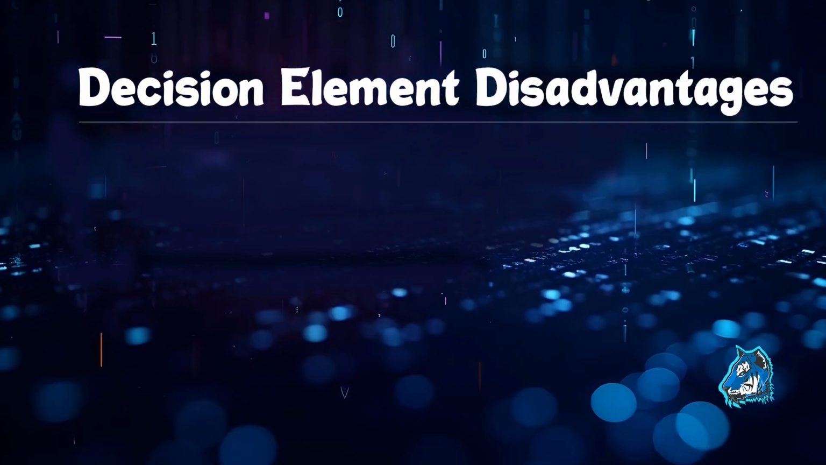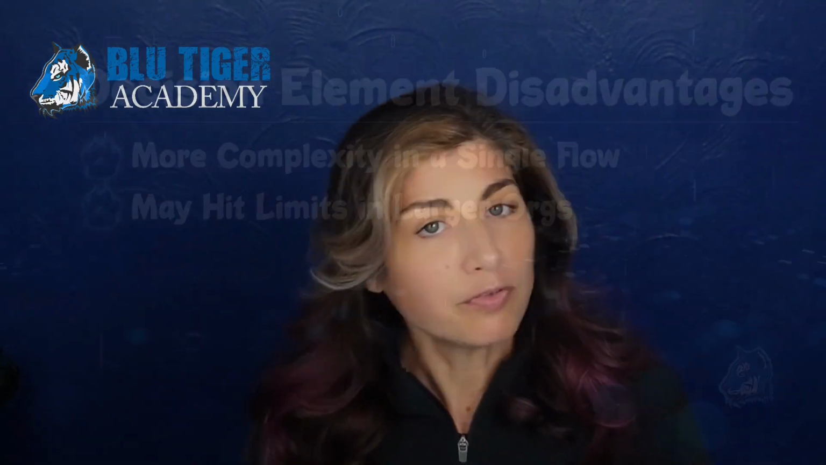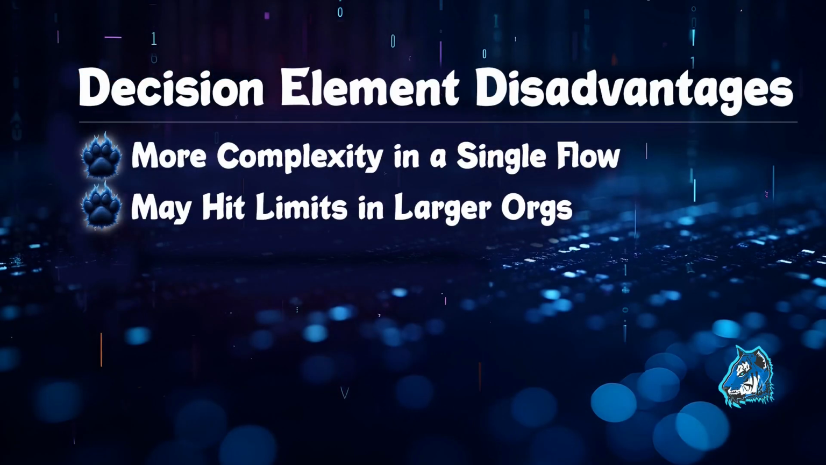Now, decision element disadvantages are there's more complexity in a single flow. A large flow with many decision elements can become harder to navigate. We can mitigate this by using subflows and naming our decision elements really well within the flow, but we also may hit limits in larger orgs.